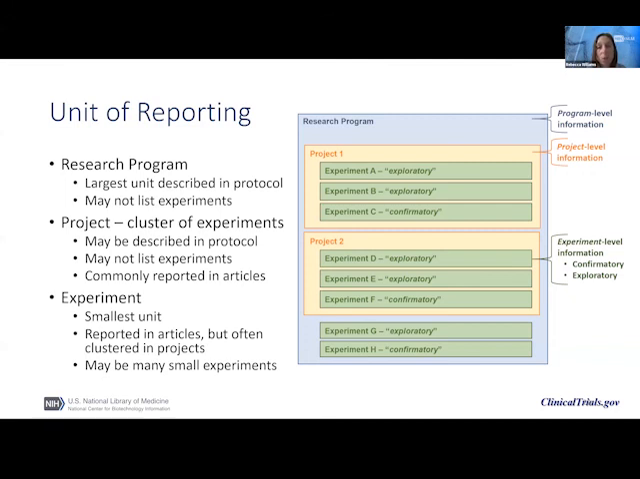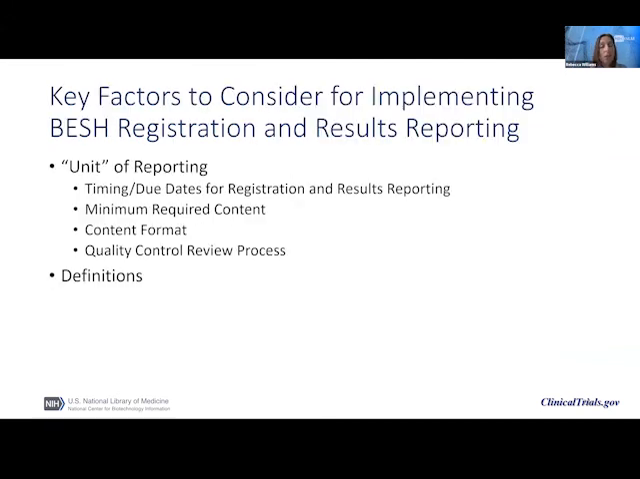But usually when we're looking at published articles, it seemed that these experiments tend to be clustered and reported together, often as projects that more directly describe an area of exploration and research. And so again, back to this slide, you can see why that unit of reporting becomes so important when you're designing a system and how you might approach going about that process, and how to best accommodate the nature of BESH.